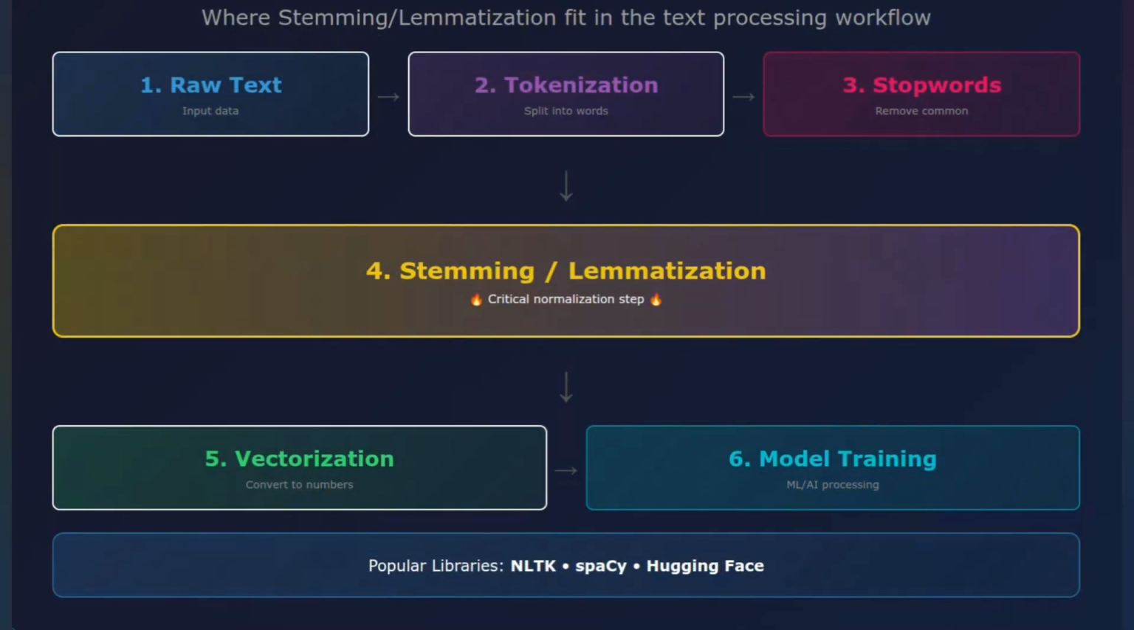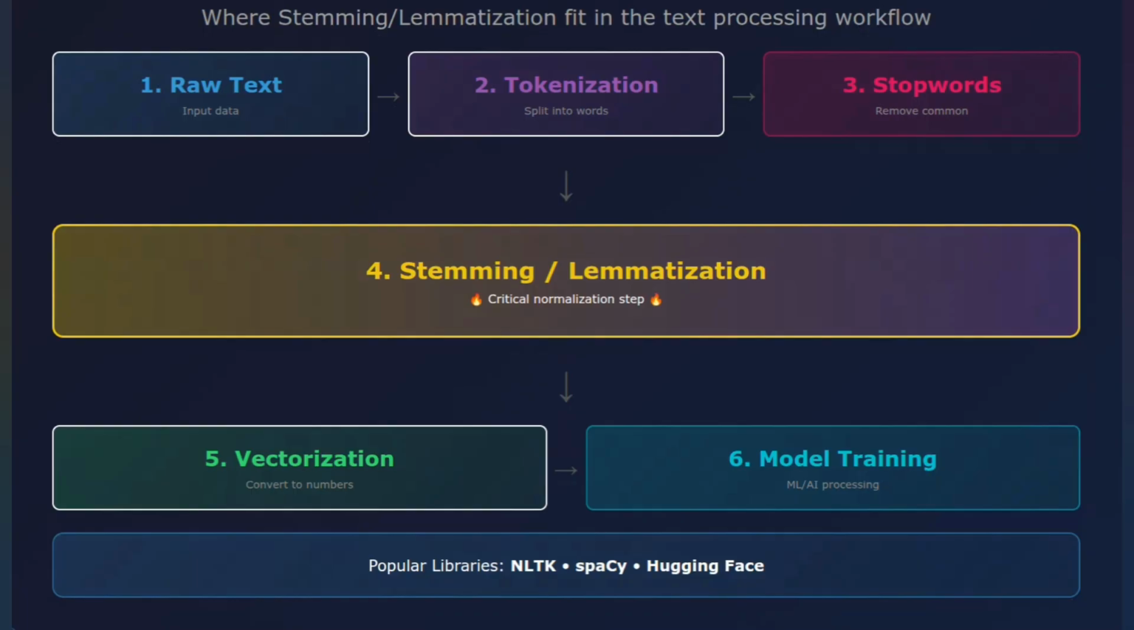Let's zoom out and see where stemming and lemmatization fit in the bigger picture of an NLP pipeline. First, you start with raw text, maybe customer reviews, tweets, whatever. Then tokenization. You split that text into individual words or tokens. Next, stop word removal. You remove common words like the, is, and that don't carry much meaning. And this is where stemming or lemmatization happens, right in the middle. This is your normalization step.